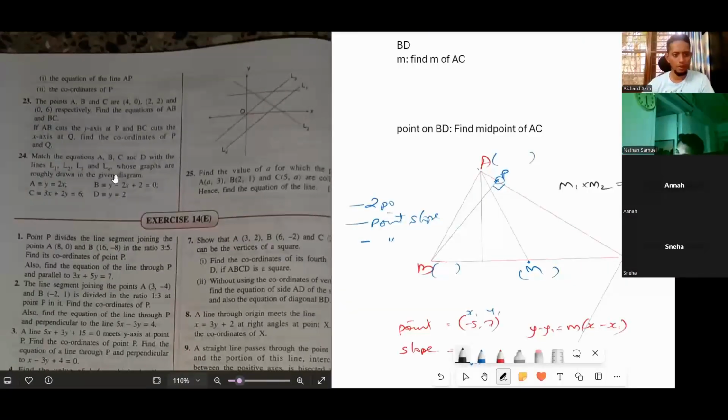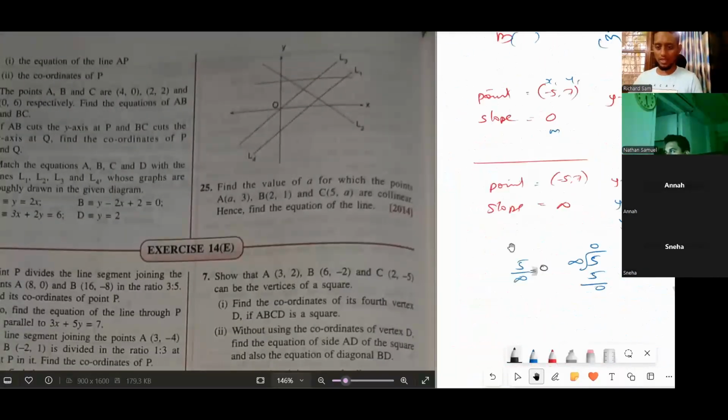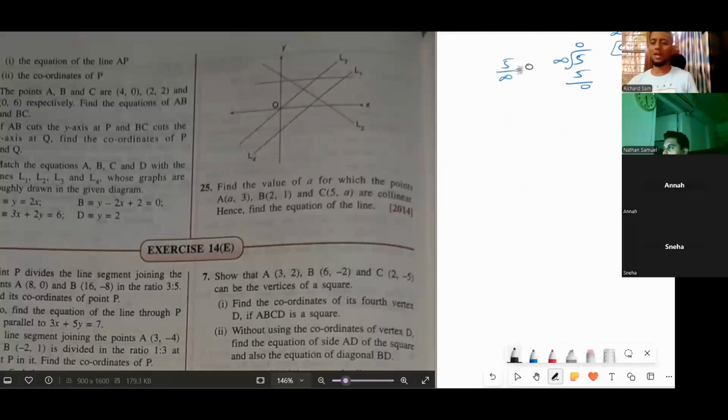22 in your book. Match the equations A, B, C and D with the lines L1, L2, L3 and L4 whose graphs are roughly drawn in the given diagram. Okay, this is interesting. So there are 4 lines with 4 equations. You just have to match the following. Now before we do this, if a line is parallel to the x-axis, how will the equation look like?